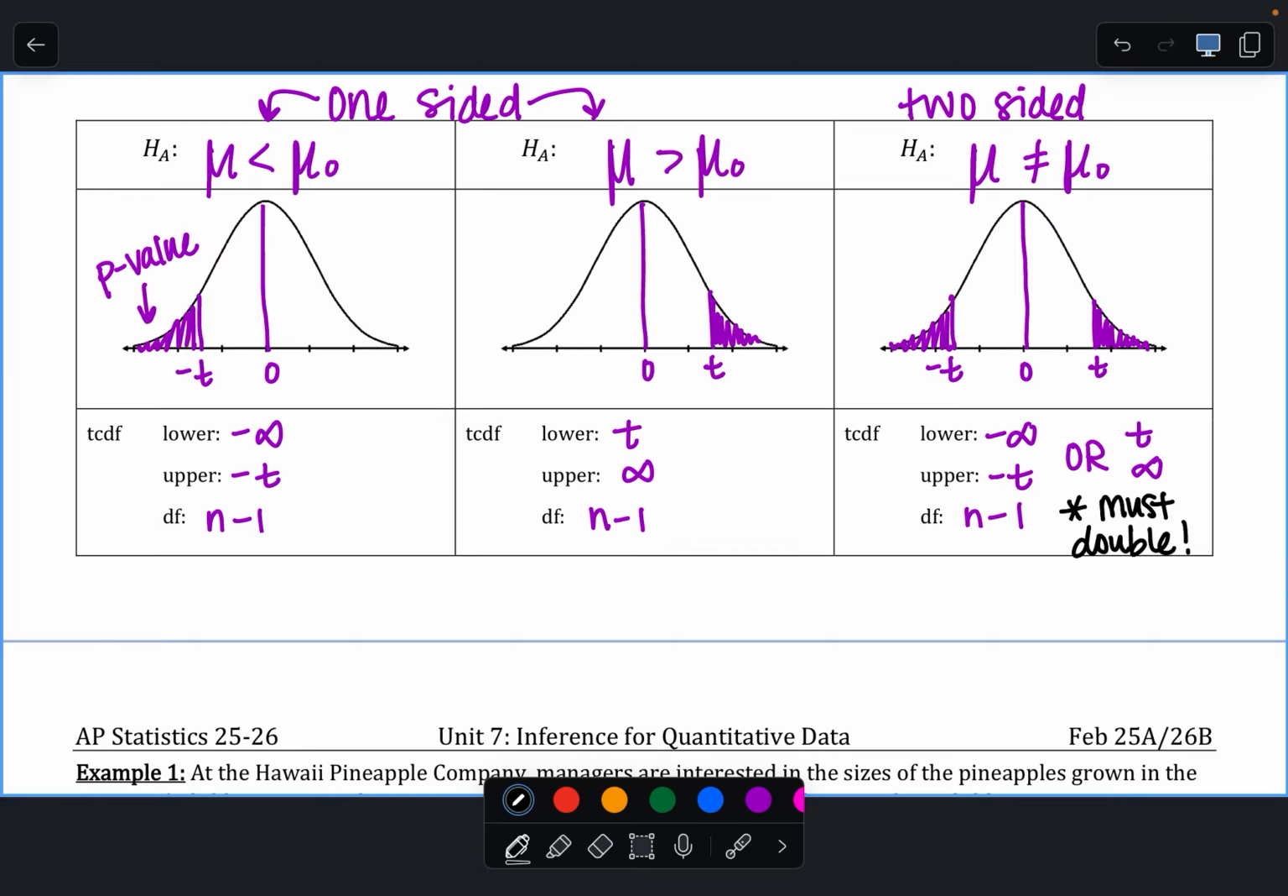If you are doing it in the calculator using stat tests, you do not double. The calculator, when you tell it to do a not equal to, doubles it for you. So don't double what they give you from the stat test menu.